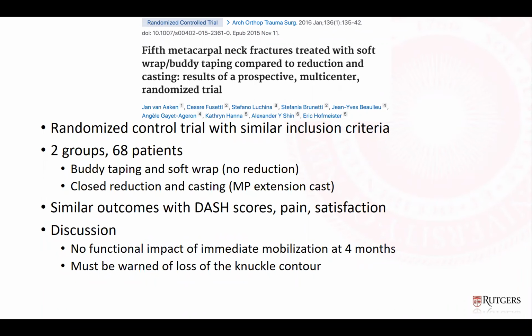They didn't really, but yeah, I don't think they did too much stratification for that.